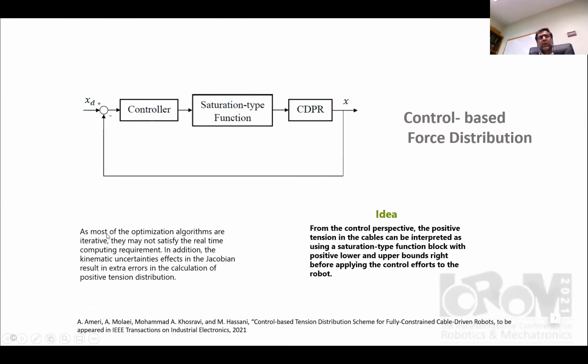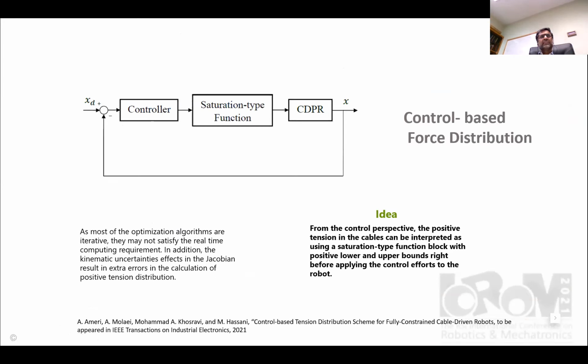Furthermore, as I said before, as most of the optimization algorithms are iterative, they may not satisfy the real-time computing requirement. In addition, the kinematic uncertainties affecting the Jacobian result in extra error in the calculation of positive tension distribution.